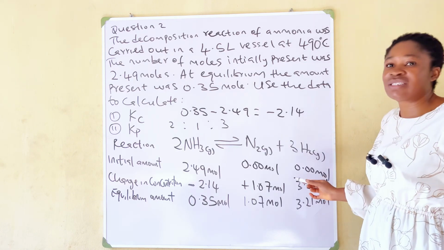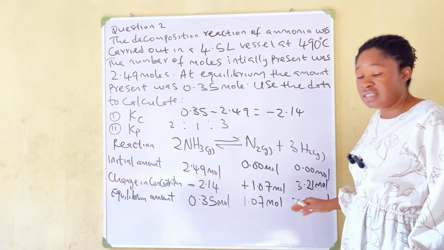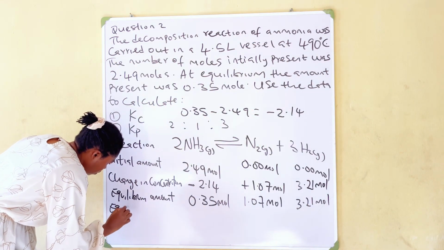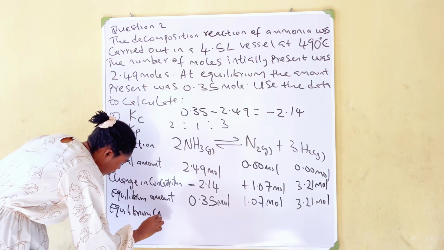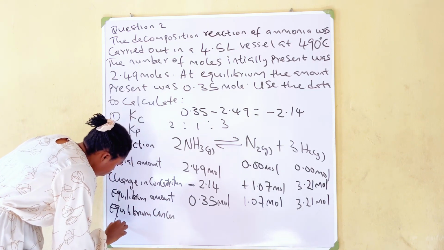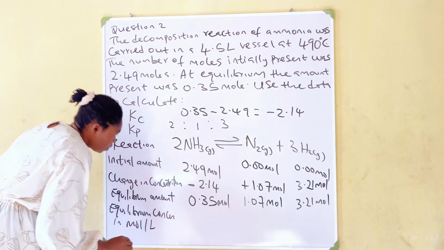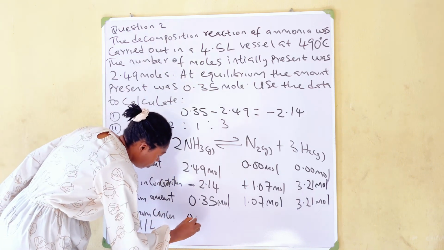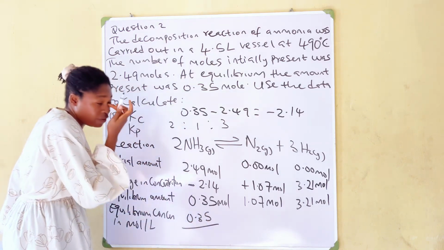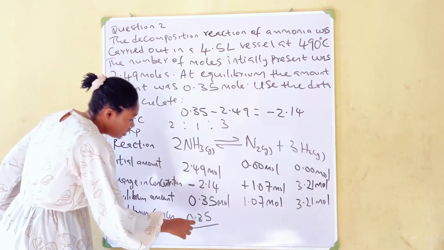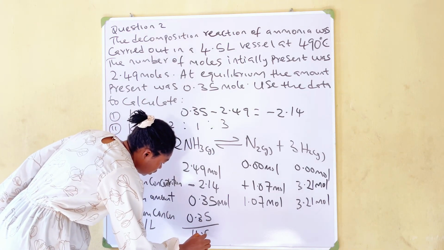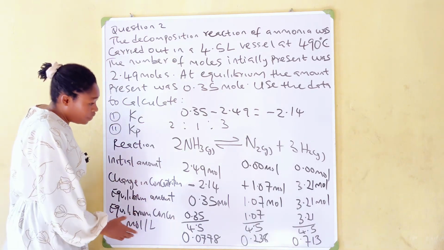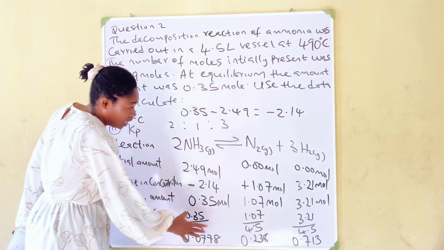So this question is best done in a tabular form like this. So we're going to look at equilibrium concentration in mole per liter. Okay, so look at this. This is 0.35 mole. The volume of the vessel is 4.5, so we divide by 4.5 to get the molar concentration. So we have done the calculation of the concentration of the species present.